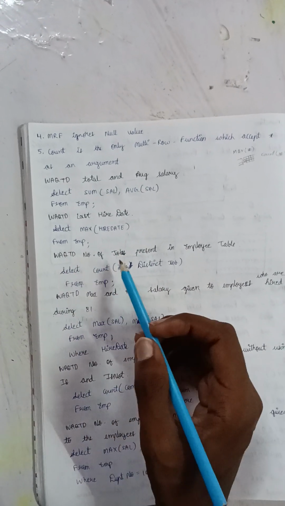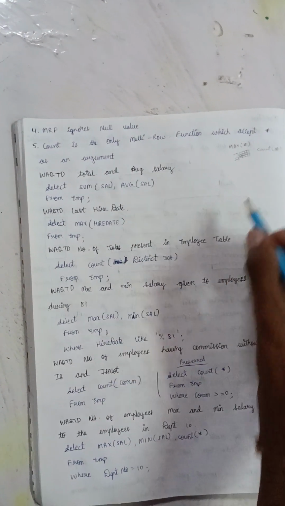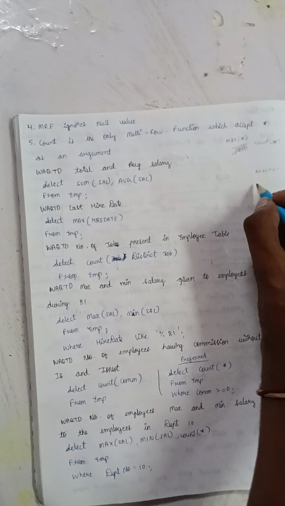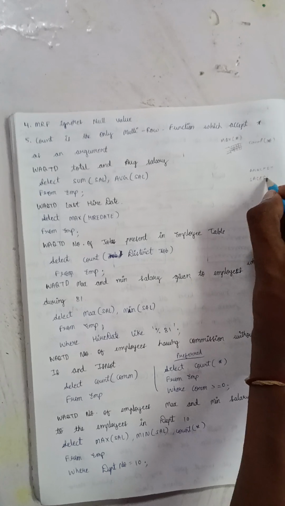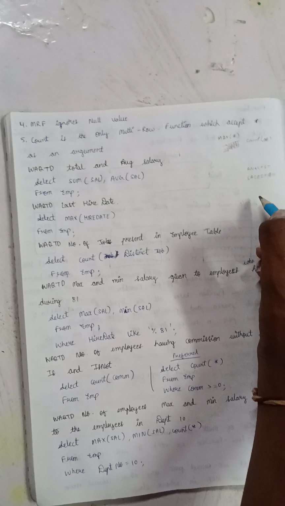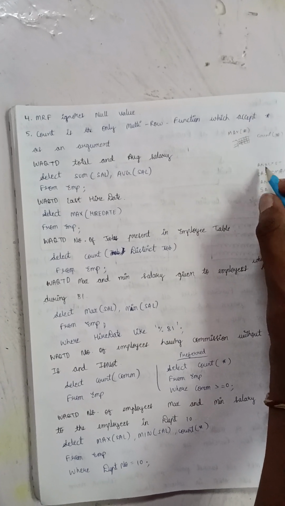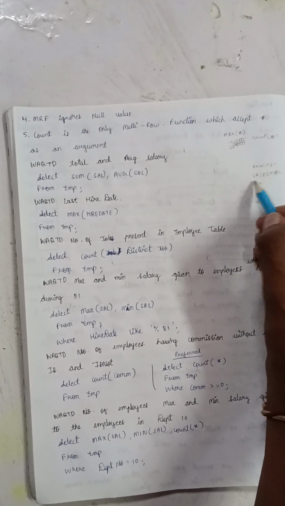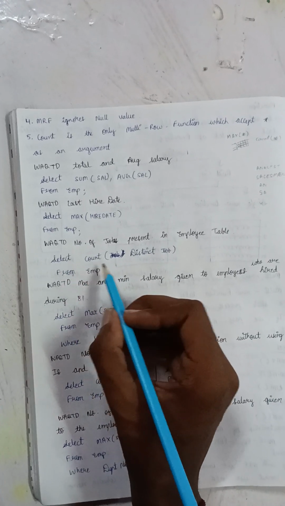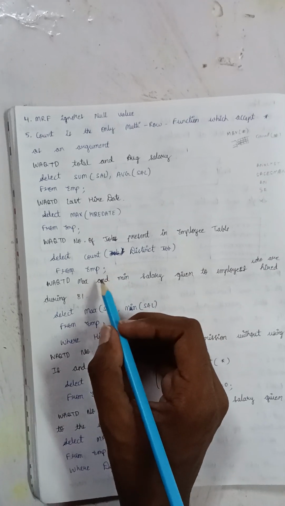Write a query to display the number of jobs present in the employee table. Here the jobs can be analyst and salesman, and they can be repeated multiple times. So we would get 4, but actually there are 2. So we use the distinct keyword. Select count of distinct job from EMP, semicolon.